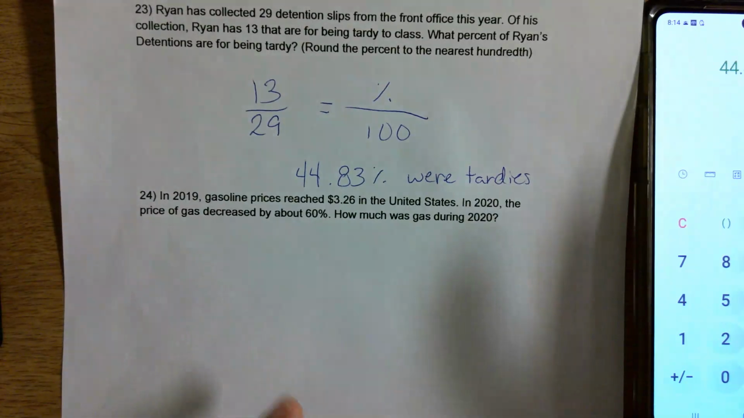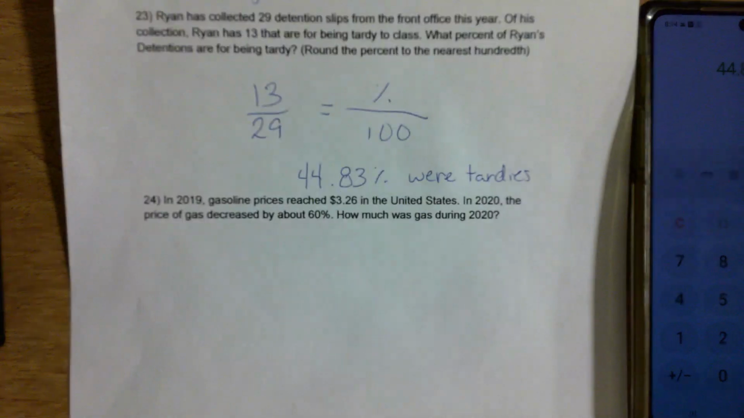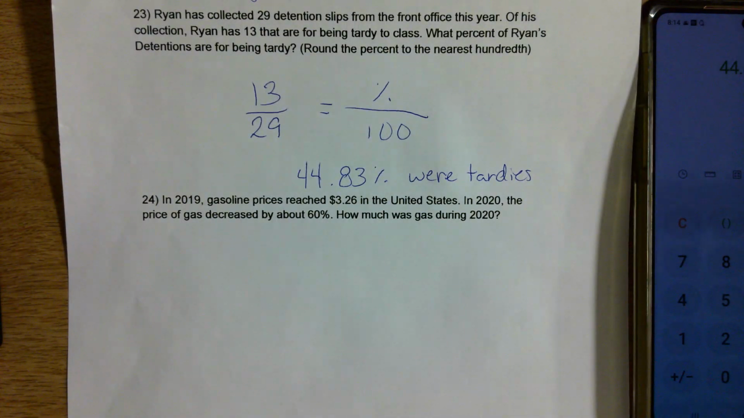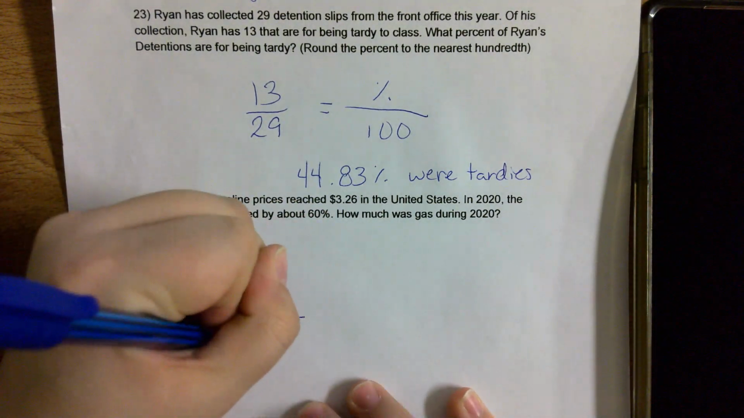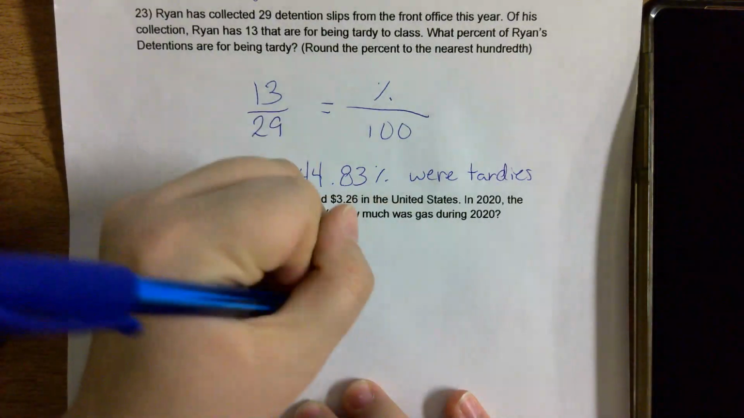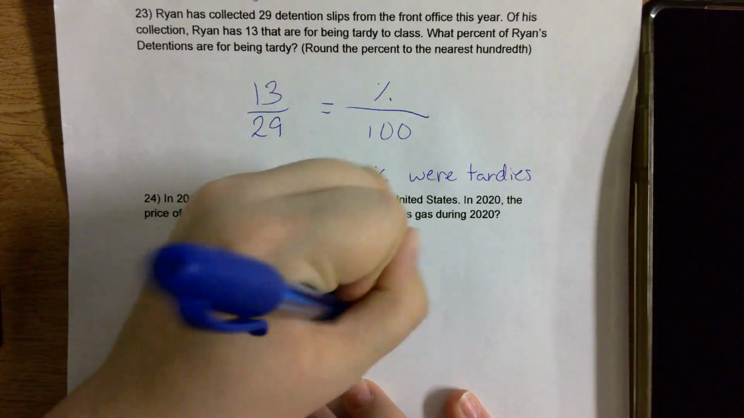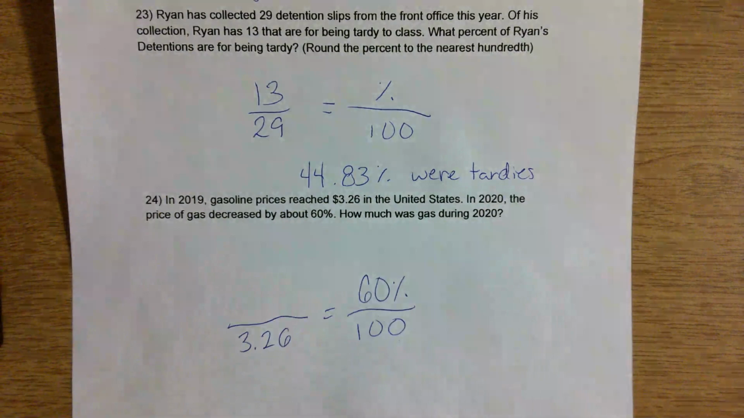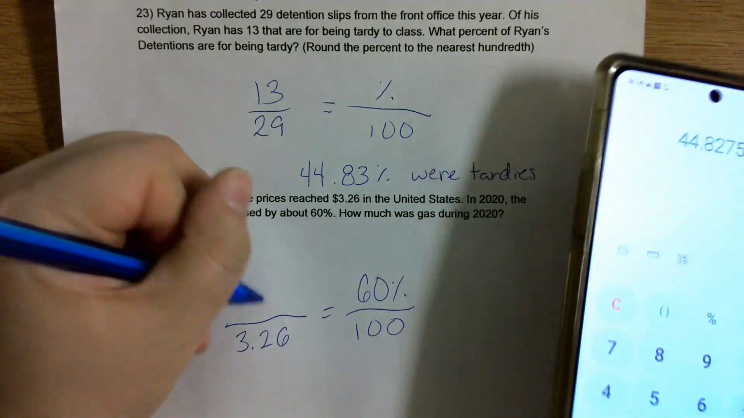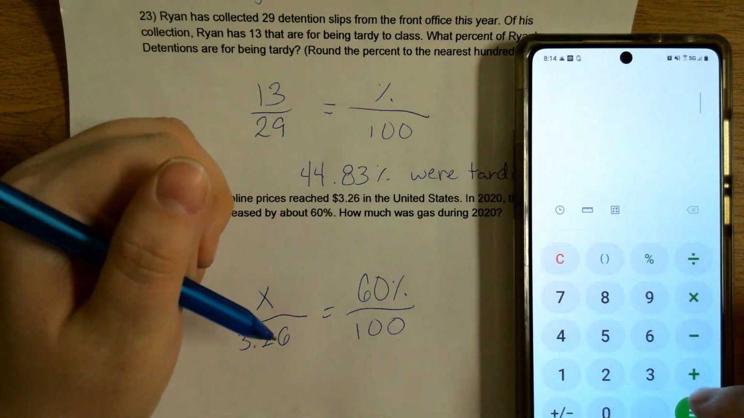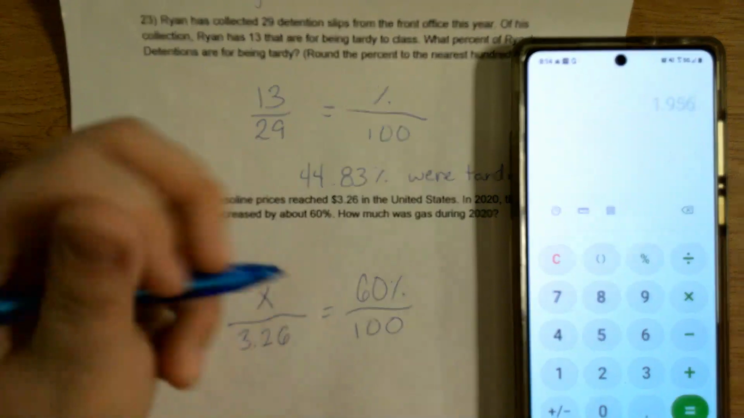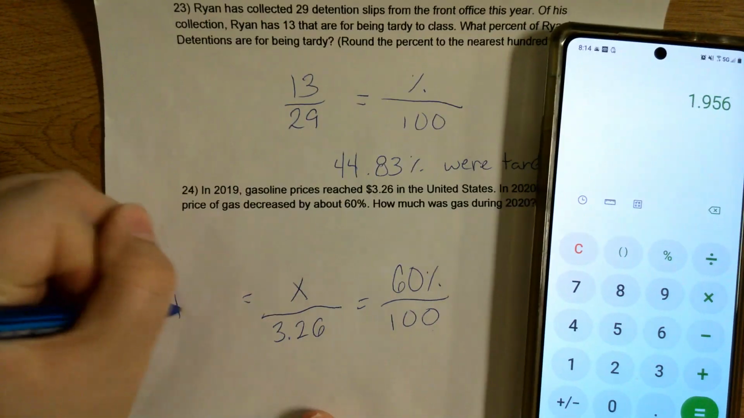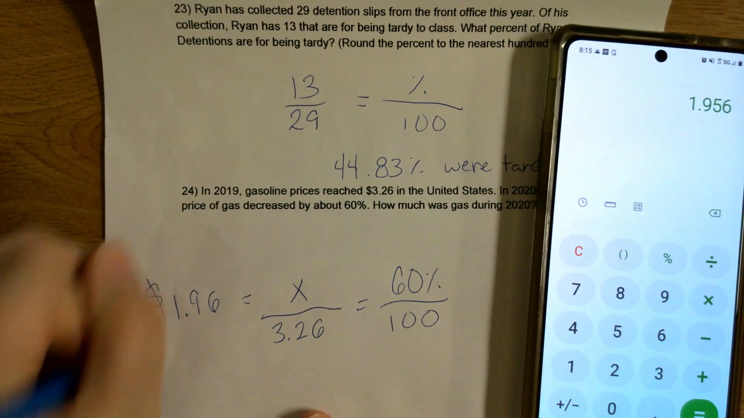In 2019, gasoline prices reached $3.26 in the United States. In 2020, the price of gas decreased by about 60%. How much was gas during 2020? All right, we've got the 3.26. We've got 60% over 100. We're trying to find the new price. So we got 3.26 times 60 divided by 100. That means gas prices were $1.96 in 2020.